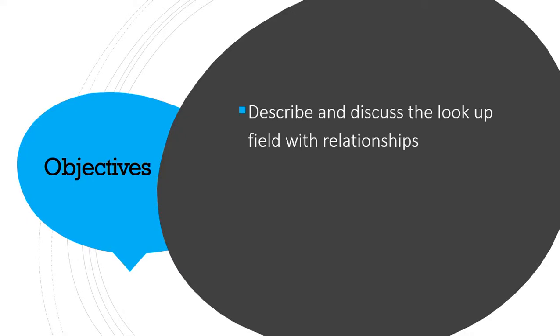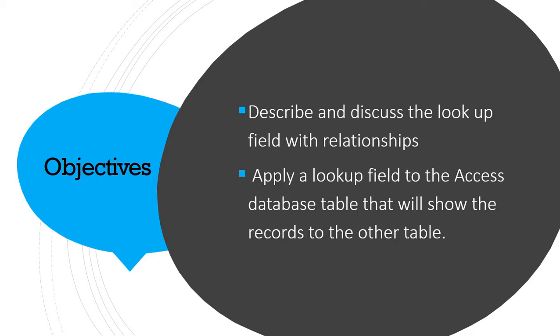Our objective will be to describe and discuss the lookup field with relationship. Which means mag-establish na po tayo dito ng relationship in order for us to use the first option. Then second, apply a lookup field to the MS Access database table that will show the record to or from the other table. Which means yung value ng lookup field natin this time is hindi natin siya itatype on the lookup field itself, but manggagaling na po sa kabilang table.